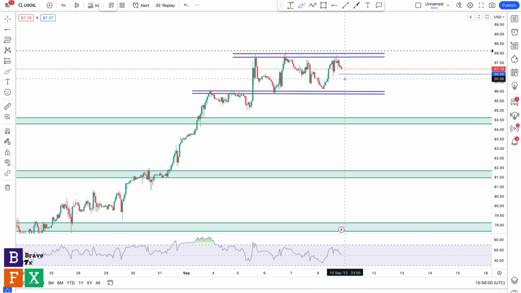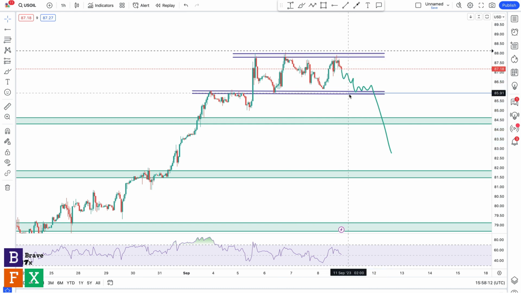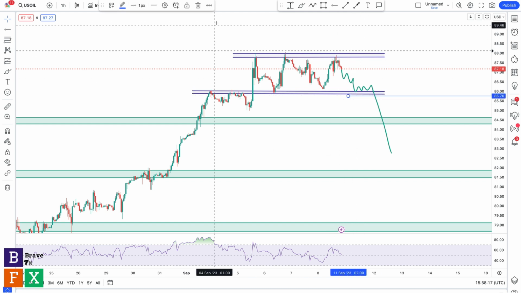so a slow grind to the downside, then a good consolidation around this area of value, and then a bearish breakout. This would be the only scenario in which I go short, but trust me, I'm not going to be going short in this trend, right? So my entry is going to be around these price levels.